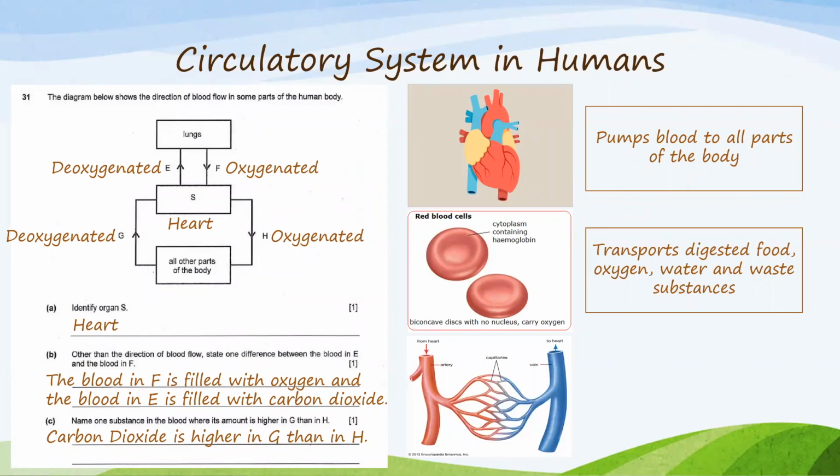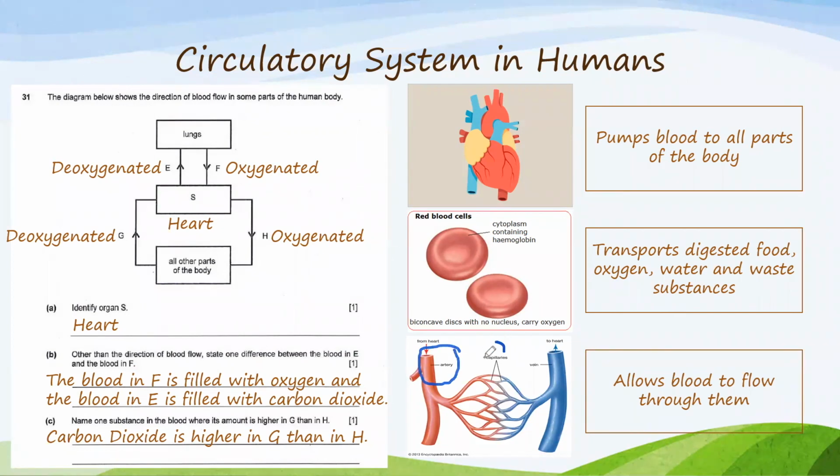Lastly is the blood vessels. They allow blood to flow through them. There are three types of blood vessels: the artery, the capillaries, and the vein. The arteries carry blood from the heart to the rest of the body. The vein carries blood from the rest of the body back to the heart. And capillaries are the smallest blood vessels, which allow for the exchange of materials between the blood and the other tissue cells.